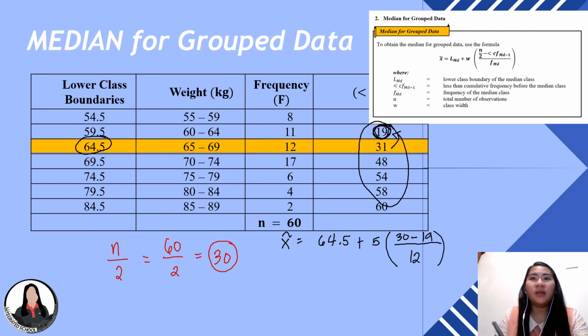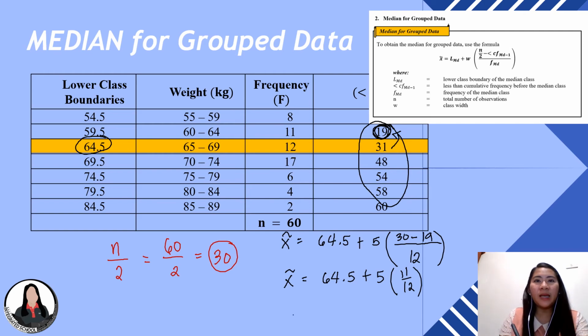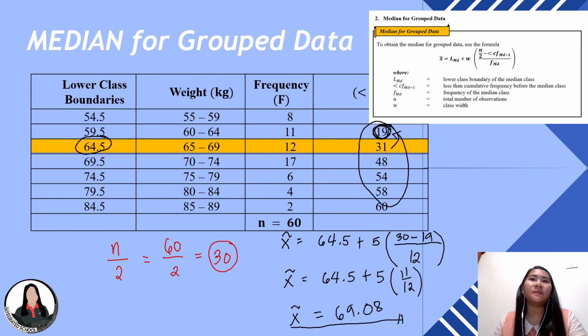Okay, and then let us proceed with simplifying this. So, simply, that's 64.5 plus 5 multiplied by 30 minus 19, that's 11 over 12. Then, simply, when we type in the calculator, meron na tayong makukuhang value. So, we have 69.08. Okay? So, that is our median.